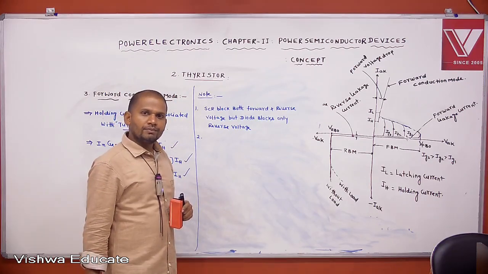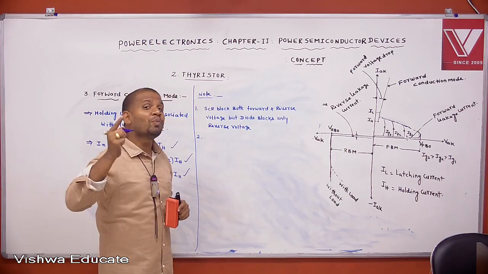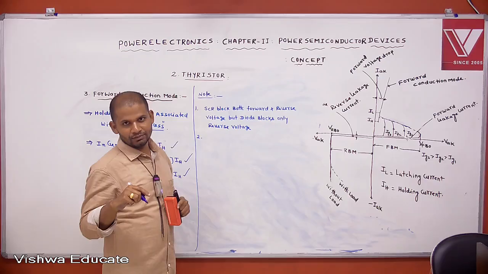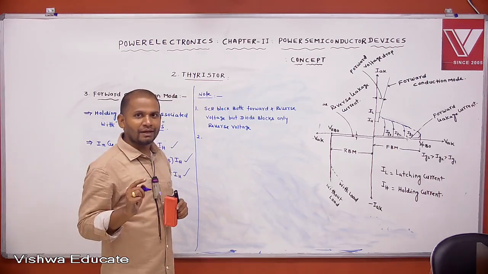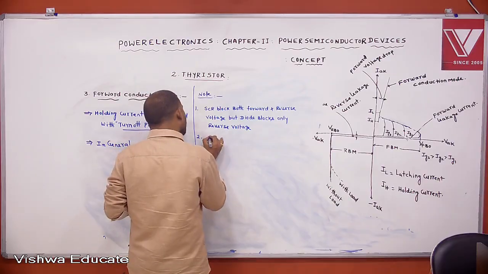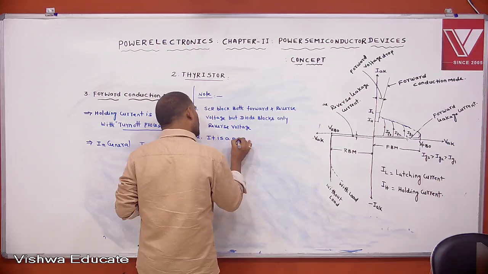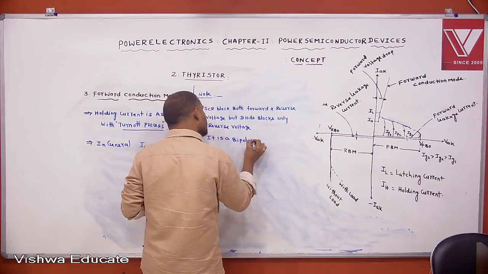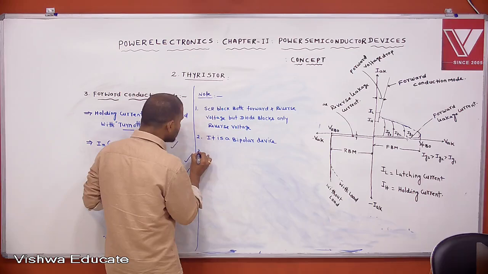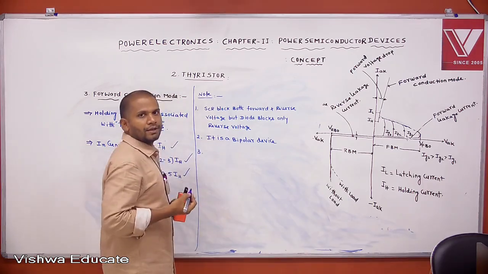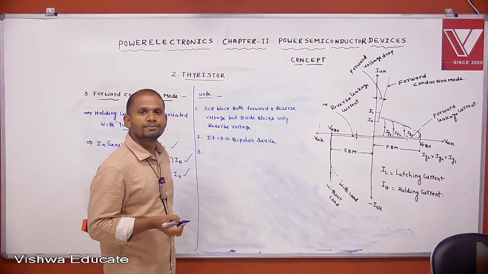Another point: an SCR is a bipolar device. The conductivity is due to both majority and minority carriers. It is a bipolar device. Understood?